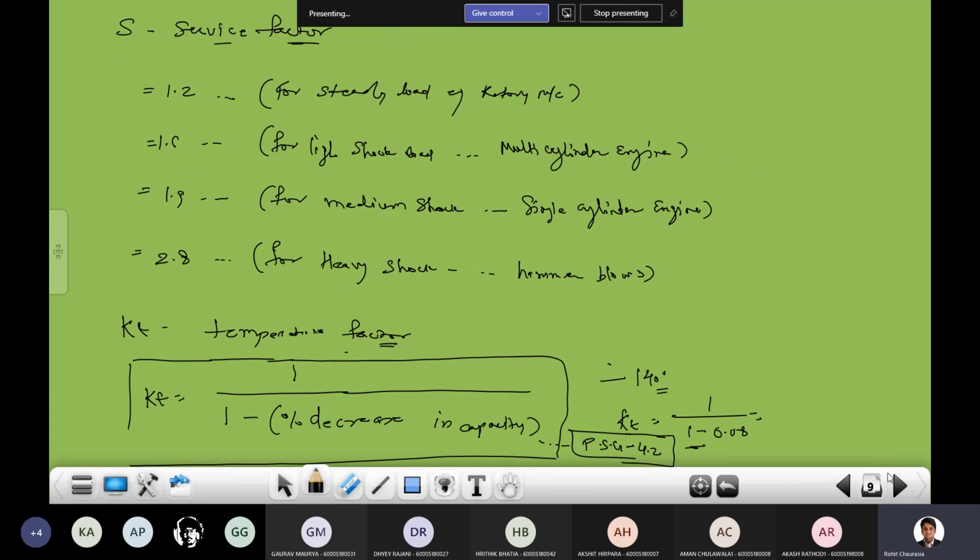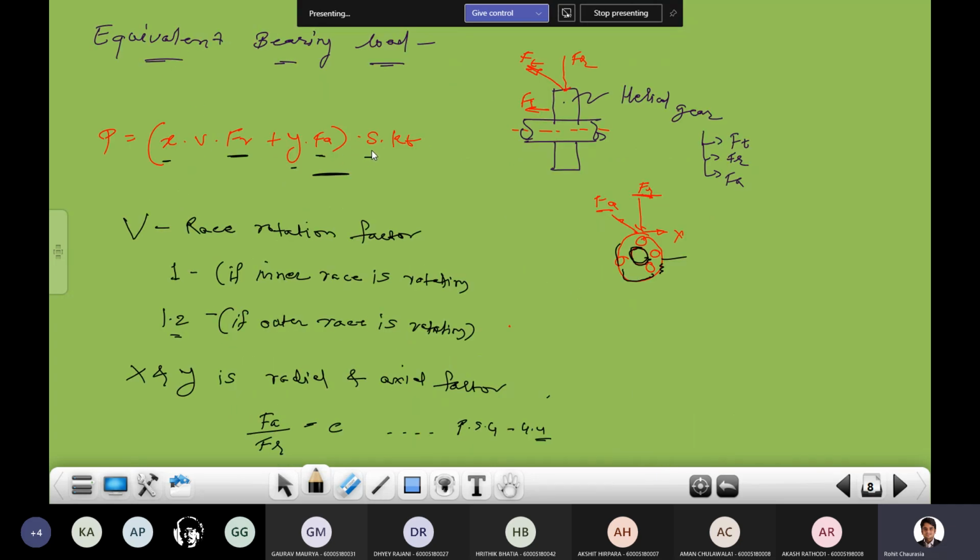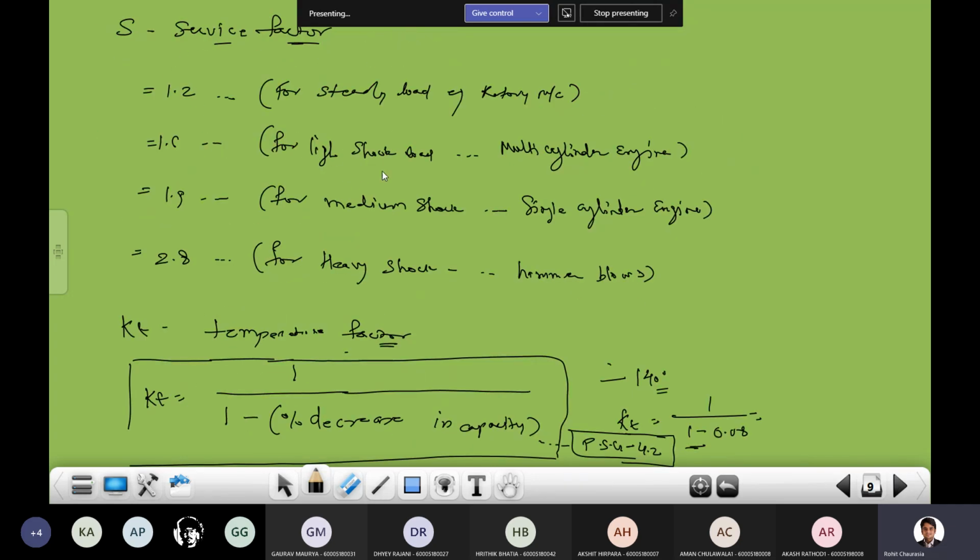Now this is a service factor. Here we have different service factors. The same service factor formula is given in the PSG, on the PSG table number 4.2, you can find these safety service factors. So here you can see 1.2 for the steady load, 1.6 for the light shock load, 1.9 for the medium shock, and 2.8 for the heavy shock. And with that, we have considered examples one by one.